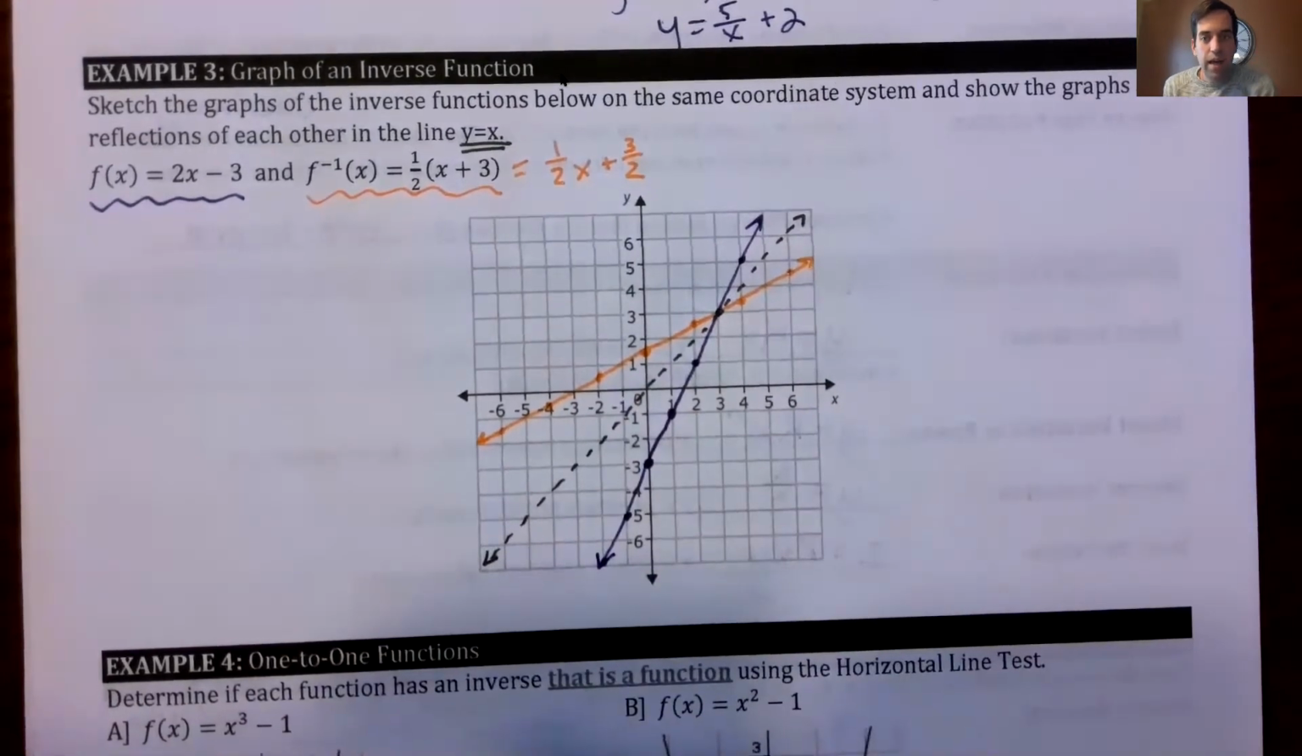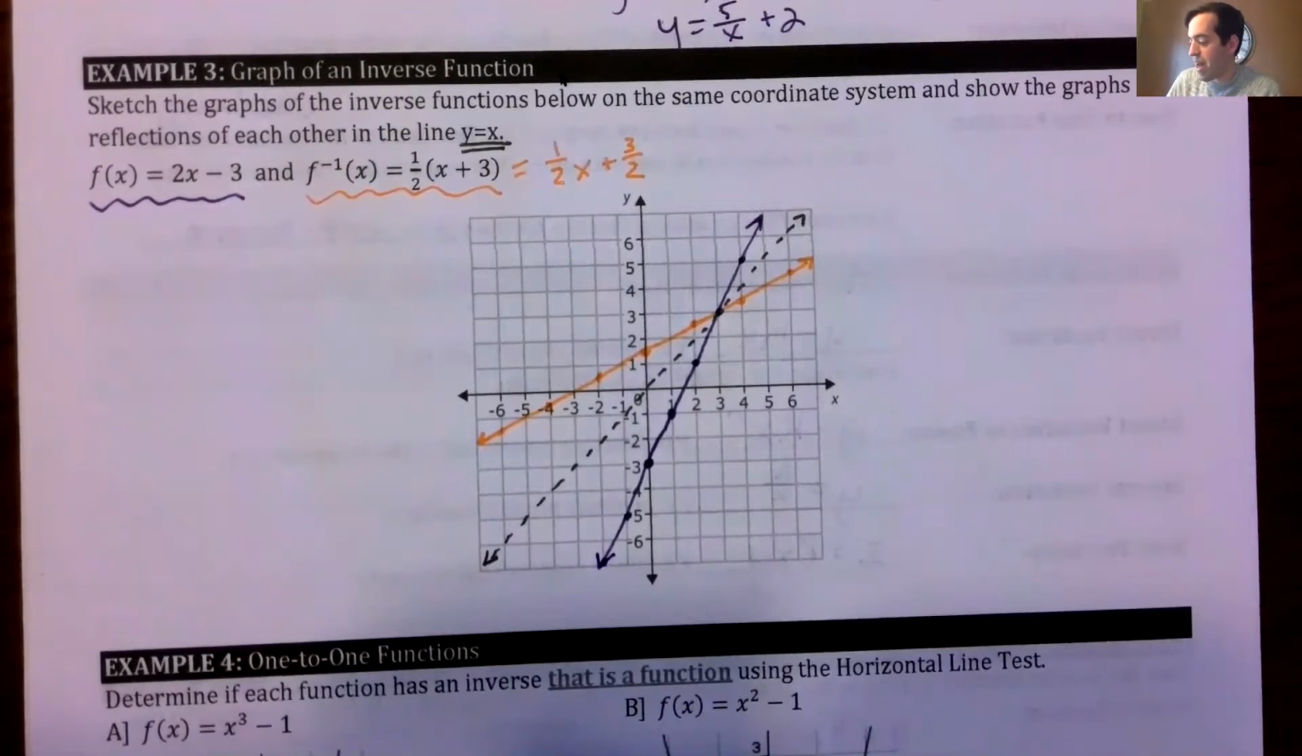Okay, and if you take a look at this, you will see that if you kind of slant your head a little bit, it looks like those are exact mirrors of each other about that dotted line, right? And that's what's going to happen every time that you have an inverse. It flips over that line.